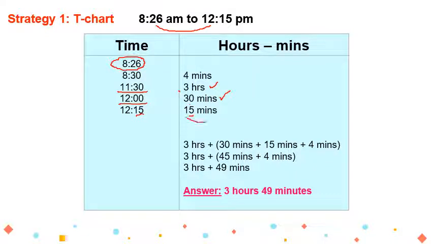So here I've got all the elapsed time, and the only thing I need to do is add them up. Now I don't need to add hours because I've only got 3 hours here. So I'm going to add my minutes all together. So 30 plus 15 plus 4. Now I can do this all together or in parts, and I've done it in parts here. So I've added 45 plus 15, the big numbers together first. And then I'm adding the 4 on, so 45 plus 4 is 49. So my answer, the total amount of elapsed time is 3 hours and 49 minutes. That's our first strategy.